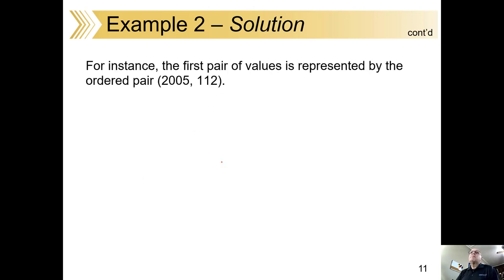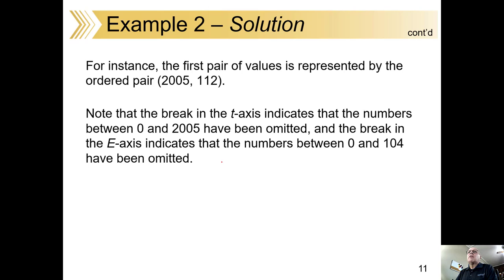Next, the first pair of values is represented by 2005, 112. Remember, it's the year 2005, 112 million. The break in the t-axis, also known as the x-axis, means that the numbers between 0 and 2005 have been omitted. One small note, that's a good way of lying with statistics, by the way. And these are statistics we're using. But we want to be able to see some kind of a pattern.